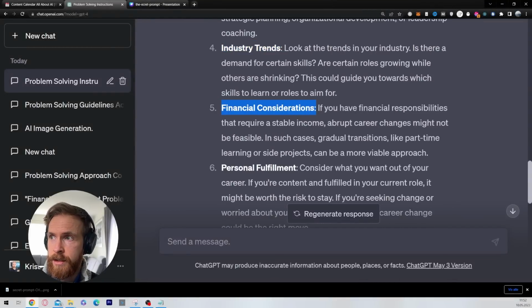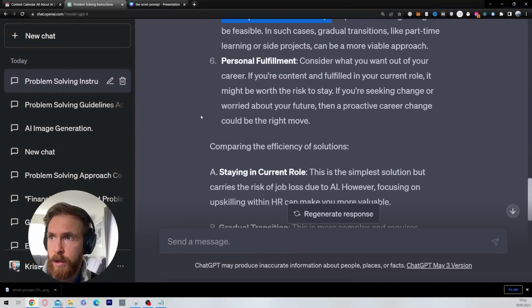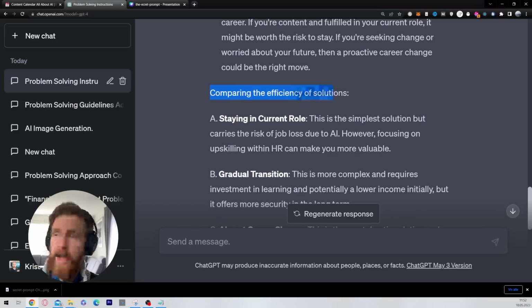Financial considerations. If you have responsibilities that require stable income, an abrupt career change might not be feasible. Personal fulfillment. Consider what you want to do with your career. Okay, that's good. Comparing the efficiency of solutions. I found that very interesting.